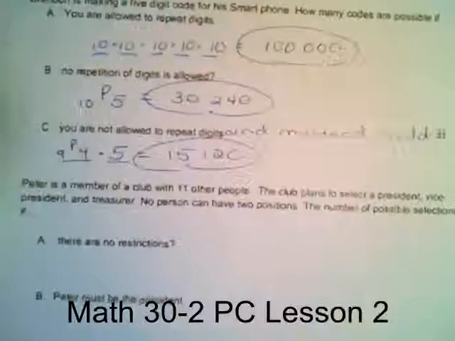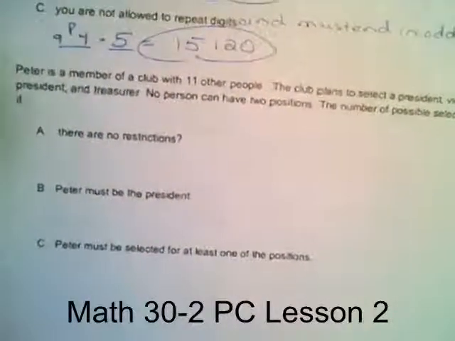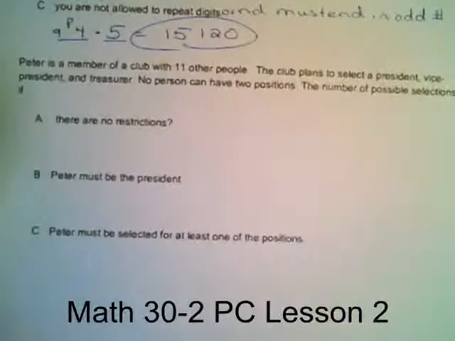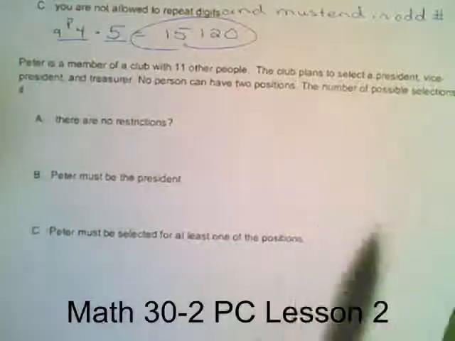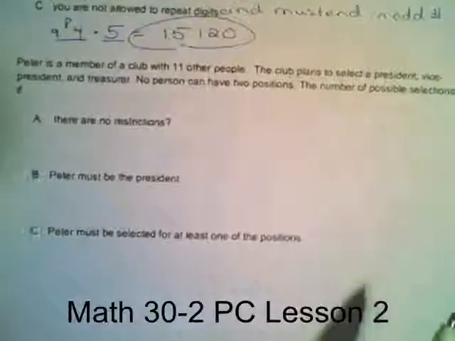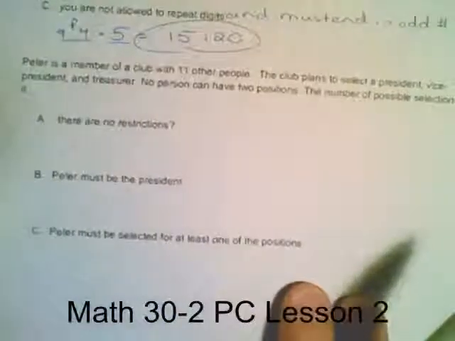Now this isn't really a surprise. I had 30,240 if I'm not allowed to repeat. Here I'm still not allowed to repeat, and I'm looking for odds. Well, you know that half the numbers are odd, so you could have done that too. But nonetheless, you've got that sort of idea.